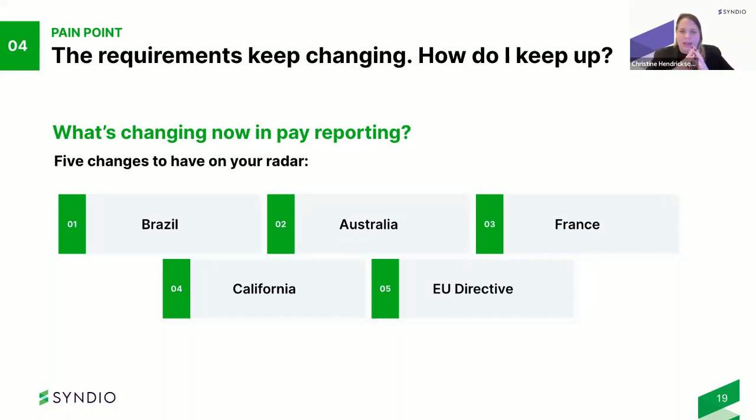And then WGEA is going to begin publishing the public sector gaps in late 2024 or early 2025. So we're seeing some big things. Australia is soon to be public, and with a new report that's due in April, there are going to be some additional call-out requirements coming with that.